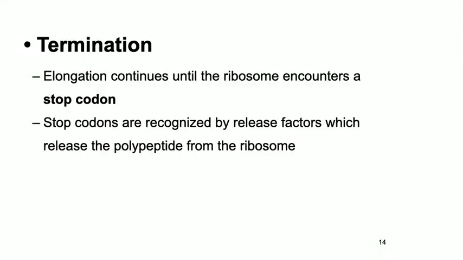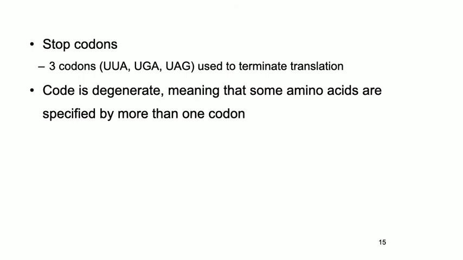So after the stop codon is recognized, there are some release factors and some enzymes and helpers in the ribosome that basically disassemble the whole unit. The large and the small subunit of the ribosome separate, messenger RNA is released, and whatever is created of the amino acid chain, the polypeptide, gets released as well. So stop codons, there are 3 codons used for termination.